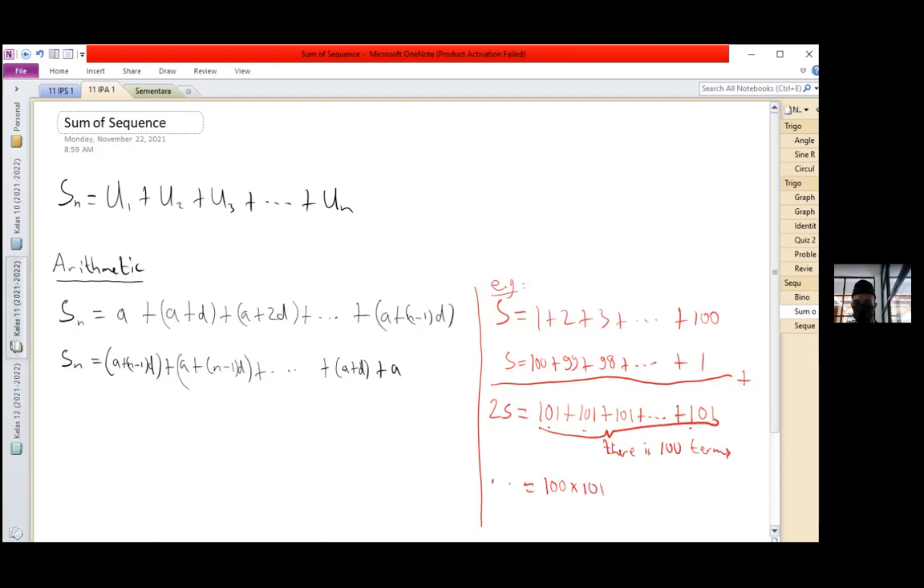So what now? Now we have 2S equals 100 times 101. So S equals 5050. And that's one way you can get the sum of an arithmetic sequence. Any question?